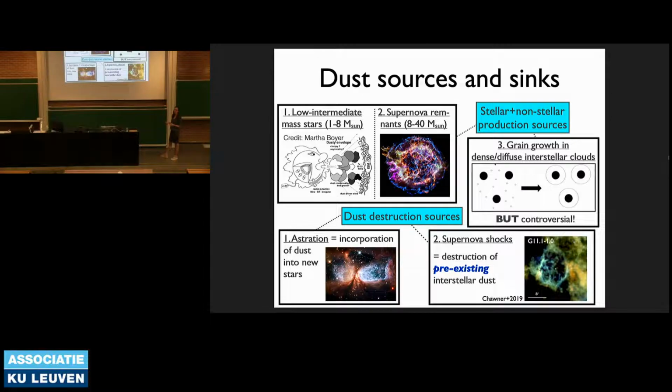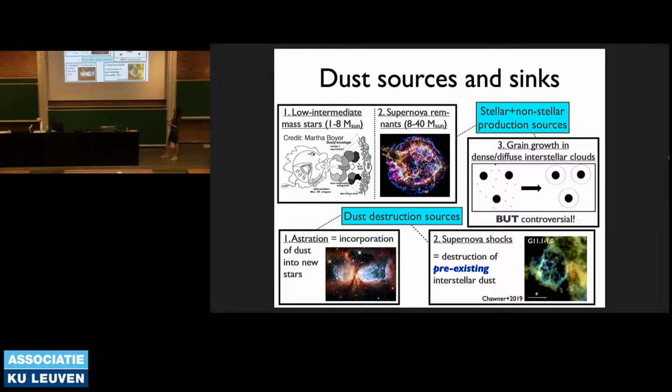As a short introduction, a summary of the dust sources and sinks. I'm quite sure I don't have to convince you that AGB stars produce dust. Then, since supernova 1987A, we know that supernova remnants are also another stellar source of dust production. Then we have a non-stellar source of dust production, which is a bit controversial. We'll come back to that later on. It's grain growth, which assumes that in interstellar clouds you have metals in the gas phase which can accrete onto the surfaces of pre-existing grains and grow bigger grains like that.